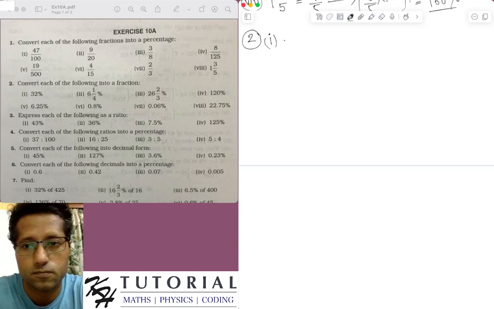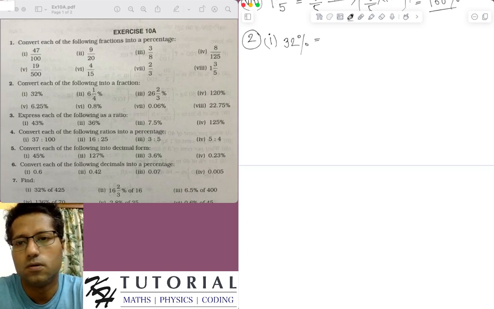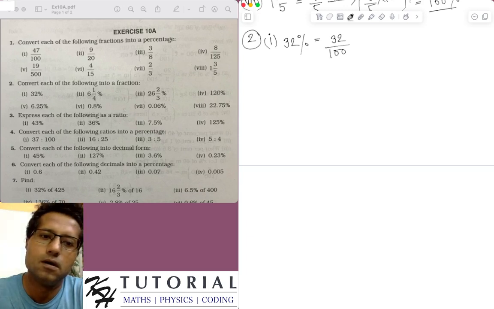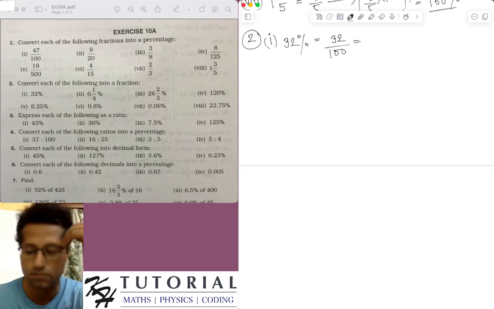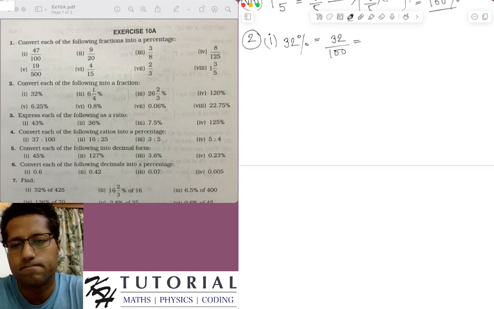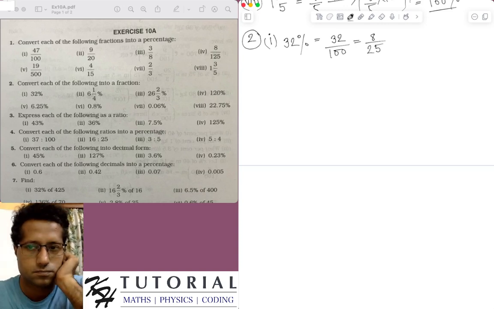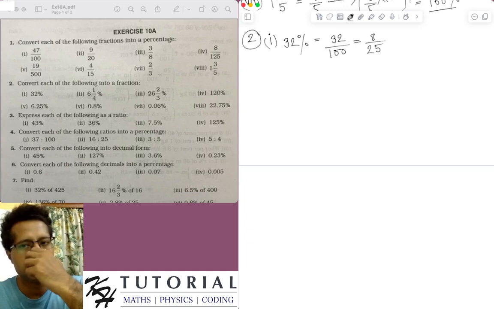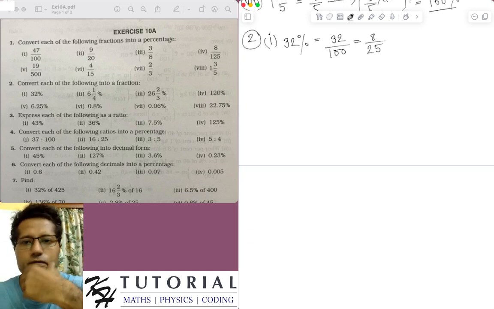So 32 percentage is equal to 32 divided by 100. You can simplify the fraction into its simplest form, and this will be 8 by 25. 8 by 25. Okay.